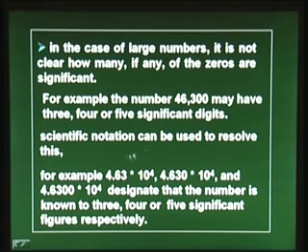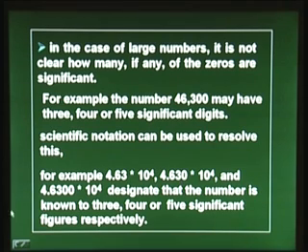So the way to overcome this is to use a more scientific notation. That is, we say that we will write 46,300 as 4.63 into 10 to the power of 4. So now we say that I have 3 significant digits in this problem. If I write 4.630 into 10 to the power of 4, then I would say that I have 1, 2, 3, 4 significant digits. That's a way of telling the reader that we have 4 significant digits.